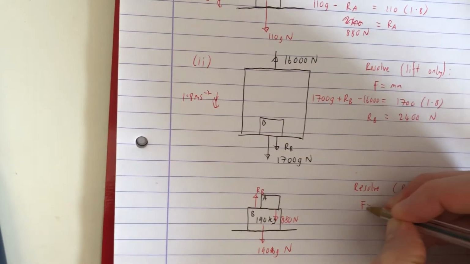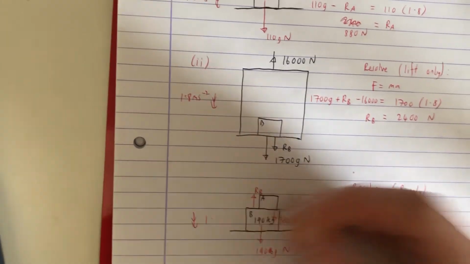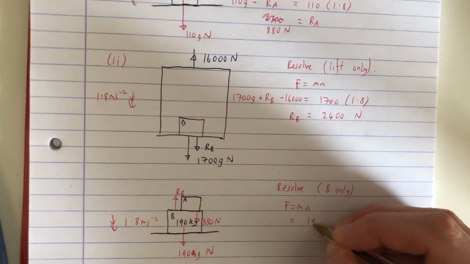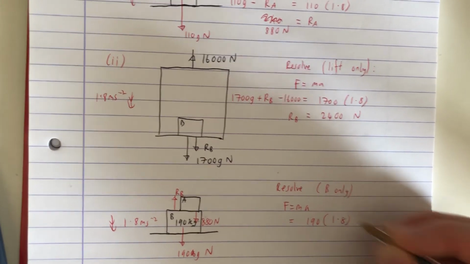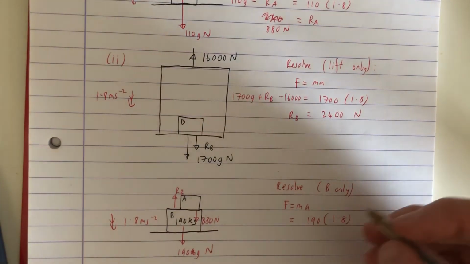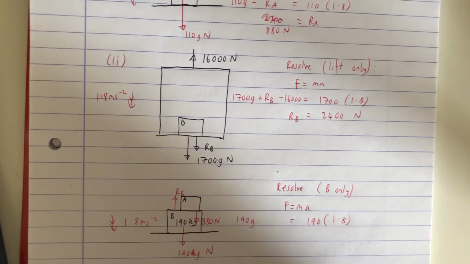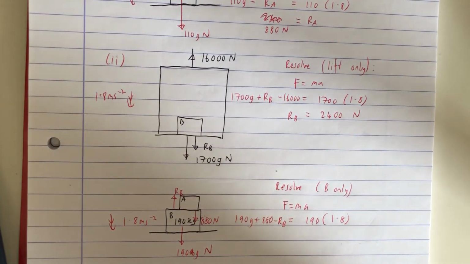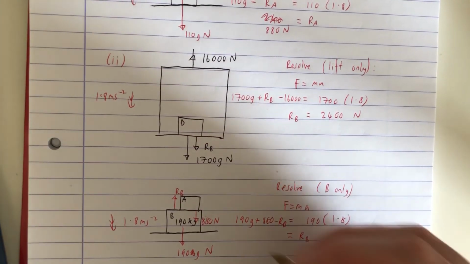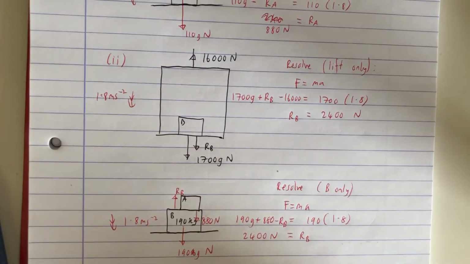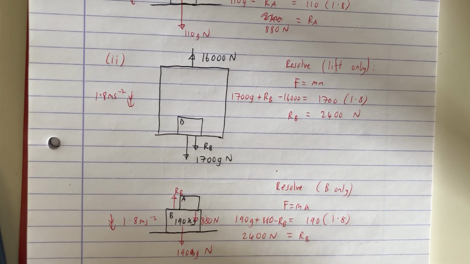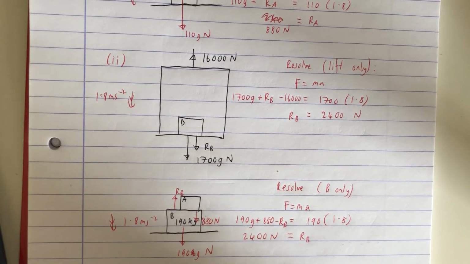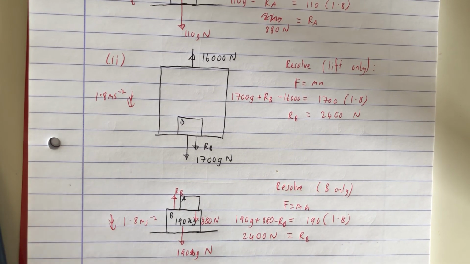F equals ma. Remember, it's accelerating down. The mass of the object is 190. Acceleration of the object is 1.8. Forces going down would be 190 g plus 880, subtract RB. And if you made RB the subject, you get the same answer as above, 2,400 newtons. So those are the two ways to do part 2. But again, most of this question was just isolating one object at a time and go from there.